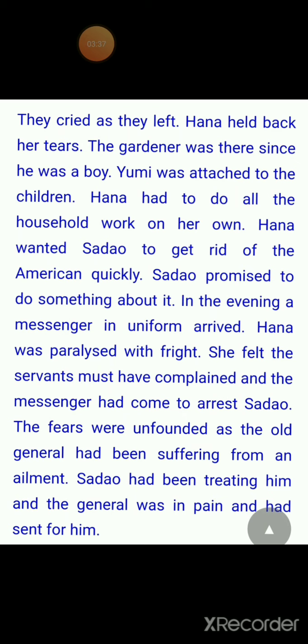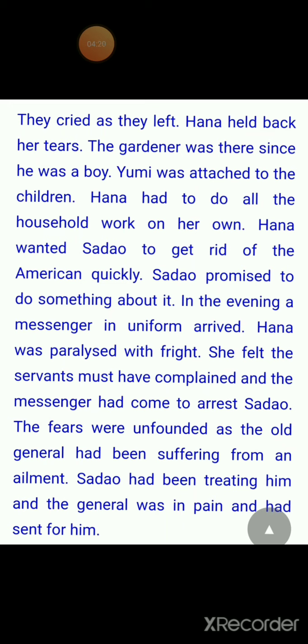In the evening, a messenger in uniform arrived. Hannah was paralyzed with fright, means she got scared very badly. She felt the servants must have complained and the messengers had come to arrest Sadao. The fears were unfounded, as the old general had been suffering from an ailment. Ailment, some medical problem. But they thought, seeing the soldier in uniform at the door, that the servants who left them had informed that we are treating an American in our house, which is a great offense.